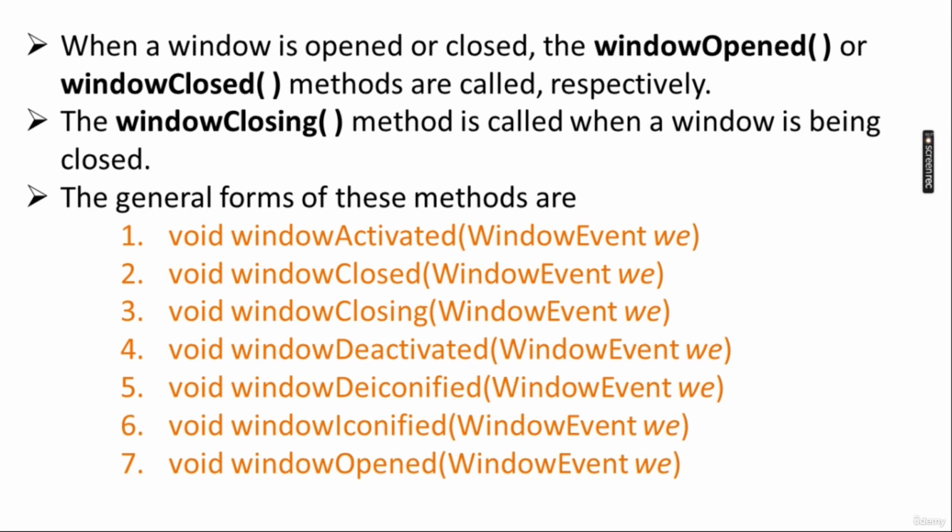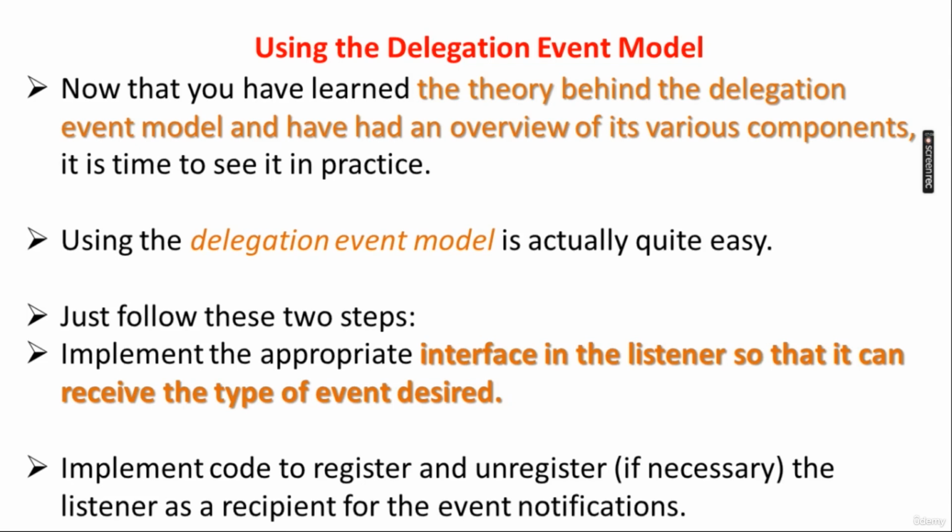The general formats of these methods are: void windowActivated(WindowEvent we), void windowClosed(WindowEvent we), void windowClosing(WindowEvent we), void windowDeactivated(WindowEvent we), void windowDeiconified(WindowEvent we), void windowIconified(WindowEvent we), and void windowOpened(WindowEvent we). Okay. Using the delegation event model, that is, one is the source and another is the listener.